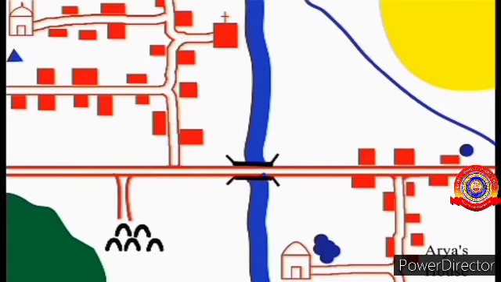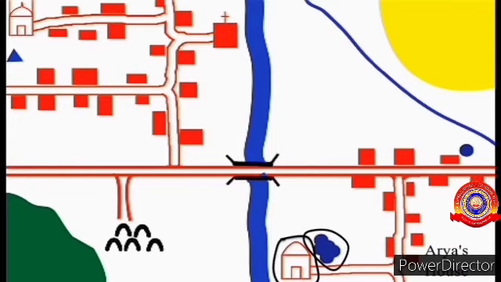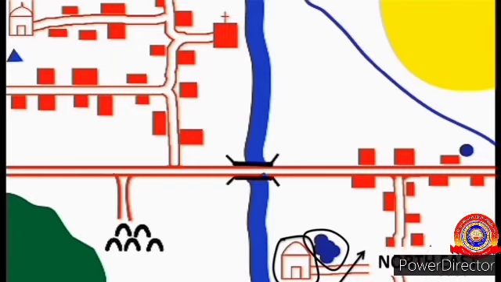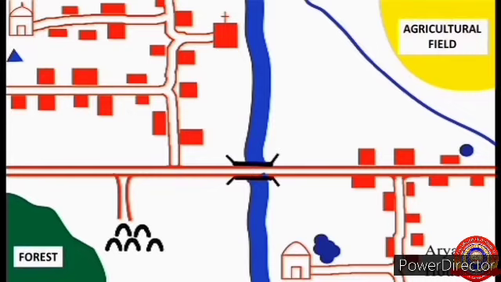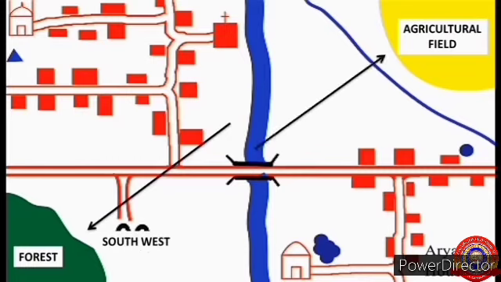Now, the fifth question. To which direction from the temple is the pond? The direction of the pond from the temple is northeast. Now the sixth question. In which direction are the forest and agriculture field located? The answer is forest is in the southwest direction. Agriculture field is in the northeast direction.